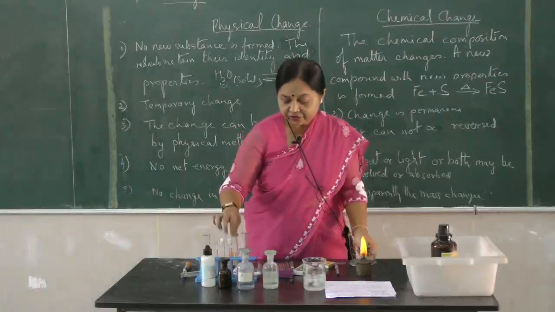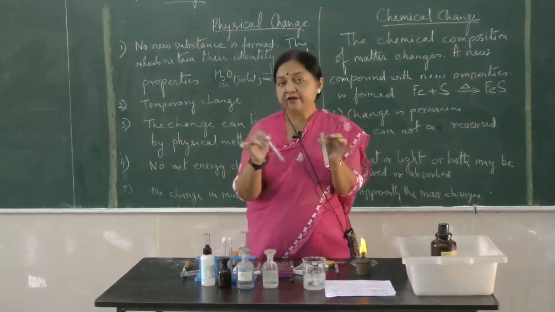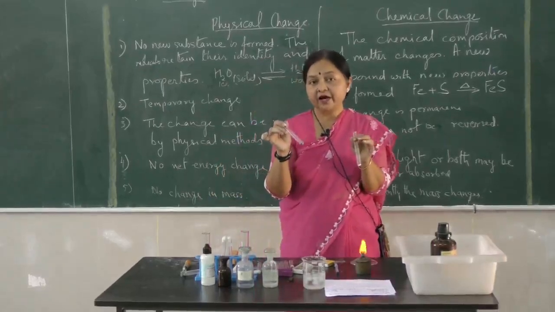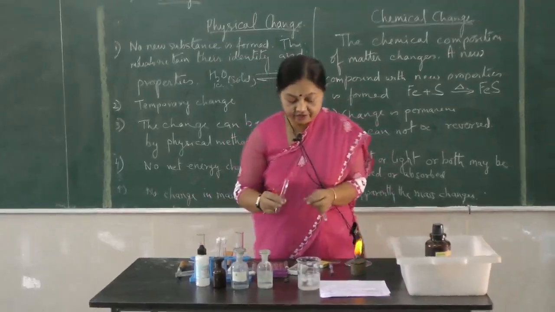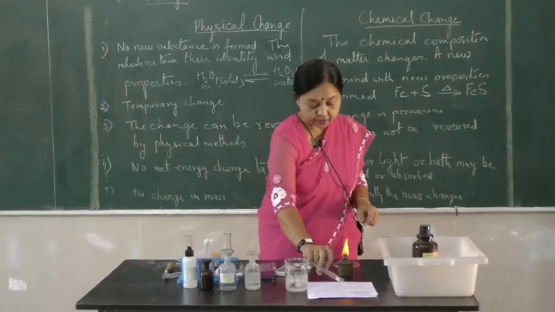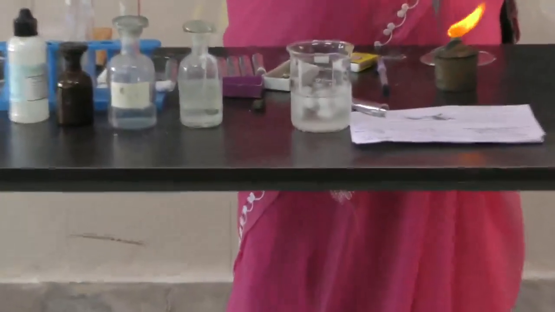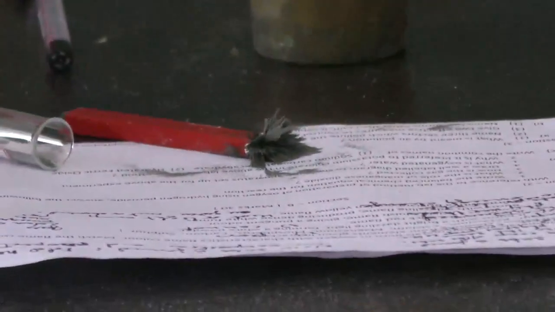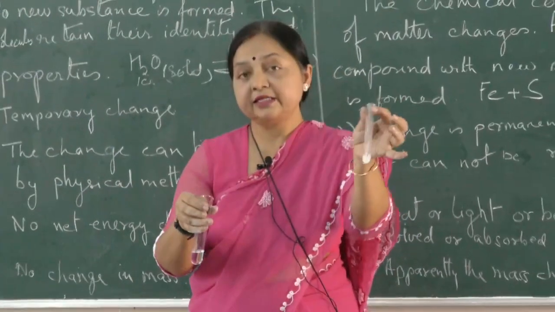Now we have the three things. We have sulfur, we have iron powder. What was the property of iron powder? That a magnet attracts iron powder. If we take iron powder, it gets attracted to the magnet. Now what was the property of this sulfur? That sulfur dissolves in carbon disulfide.